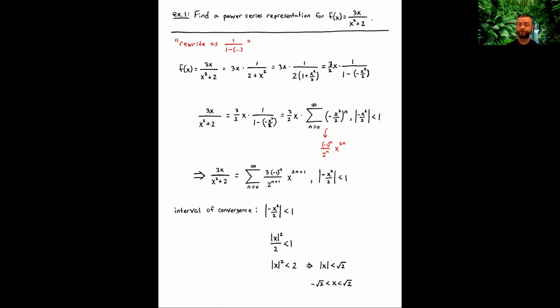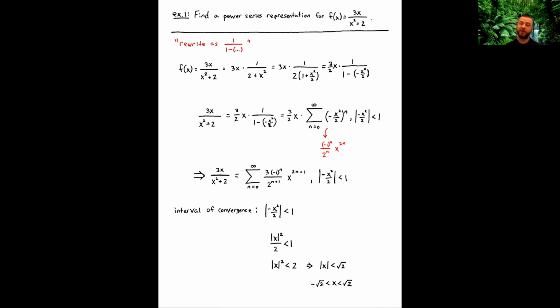Right, at that point, we basically did all the hard work. It's just a matter of now including that additional factor of 3x that we had out front. So once we found this power series representation, by plugging in negative x squared over 2 to our basic result, we just multiply that 3x into the summation sign, x times x to the 2n, add the exponents, giving you x to the 2n plus 1.